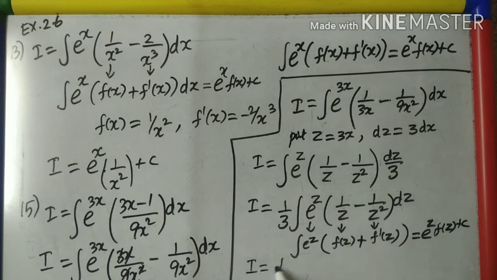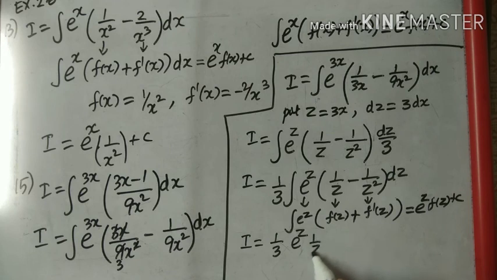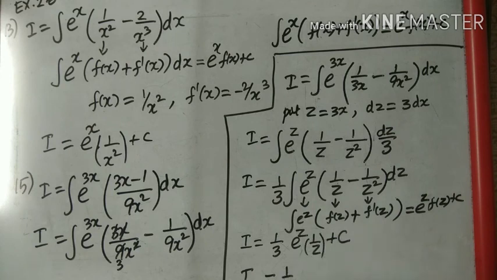Well, what is the answer? 1 by 3. I want e power z f of z. E power z f of z is e power z into 1 by z. Fully over, write C. Now that I have completed the entire problem, wherever z comes, let me put 3x. So it is 1 by 3, e power z means e power 3x, 1 by z means 1 by 3x, plus c. Or altogether 1 by 3 and 1 by 3x together 1 by 9x, e power 3x plus c. And that is the answer.